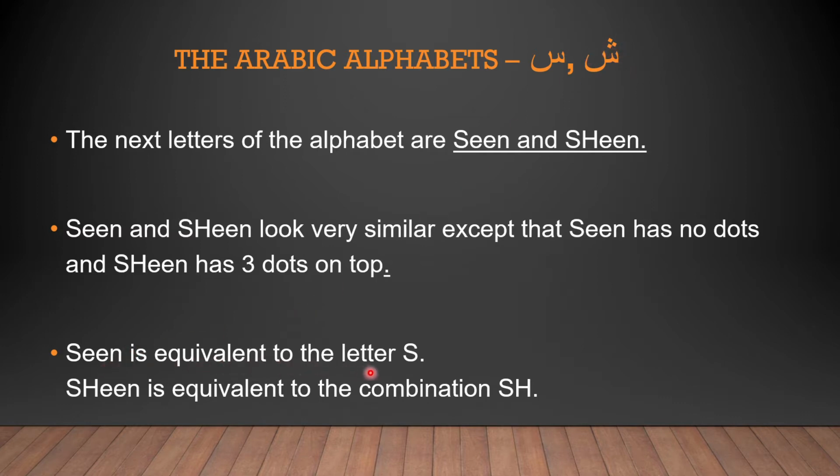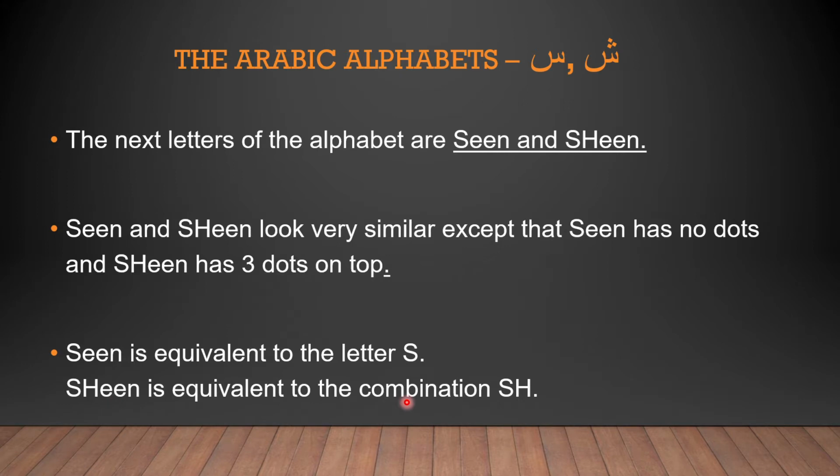Seen is equivalent to the letter S. This means that the letter S is the same sound as the letter Seen in the Arabic alphabet. So Seen has the same sound as the letter S. They both are pronounced from the same part of the mouth. Alright? Seen, S, both are same.